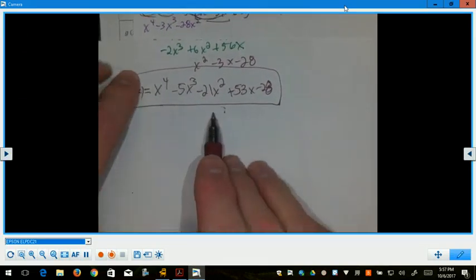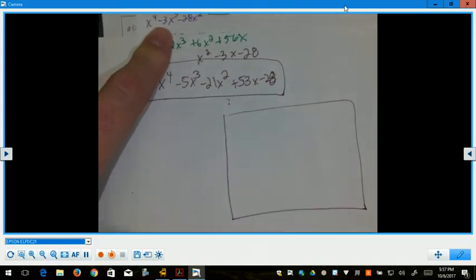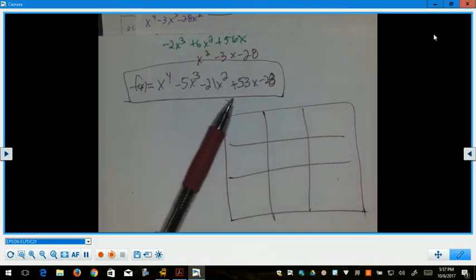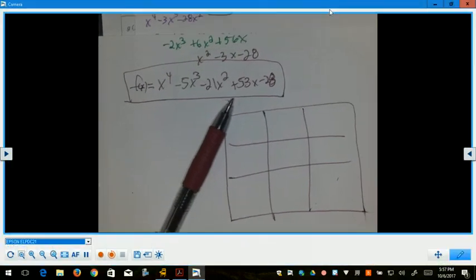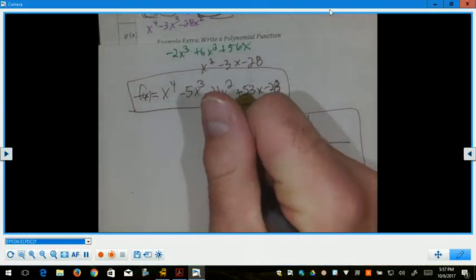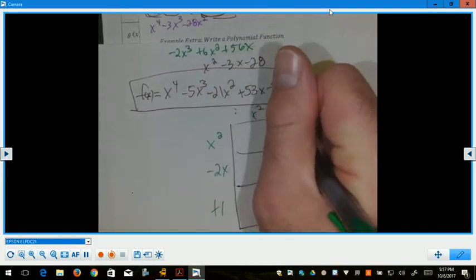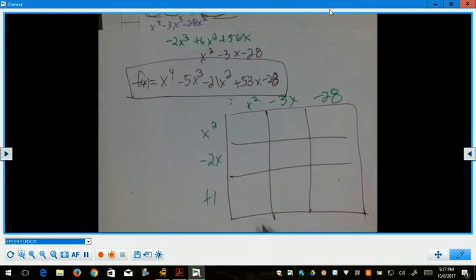Now another way, if you didn't like distributing those by distribution, you can use a method called the box method or table method. I normally don't prefer to do it this way, but it is something we can do if we need to. So we could always do x squared minus 2x plus 1 and x squared minus 3x minus 28 as a multiplication table if we needed.